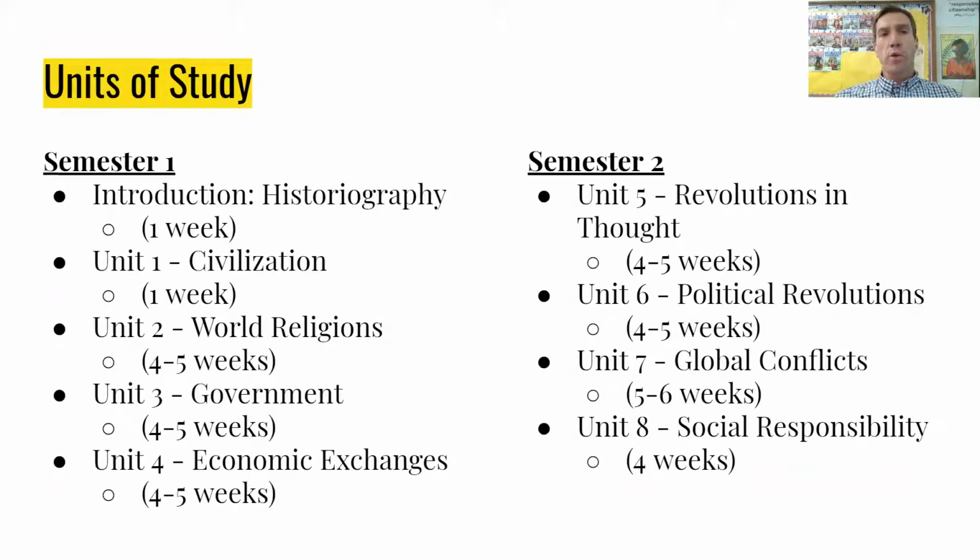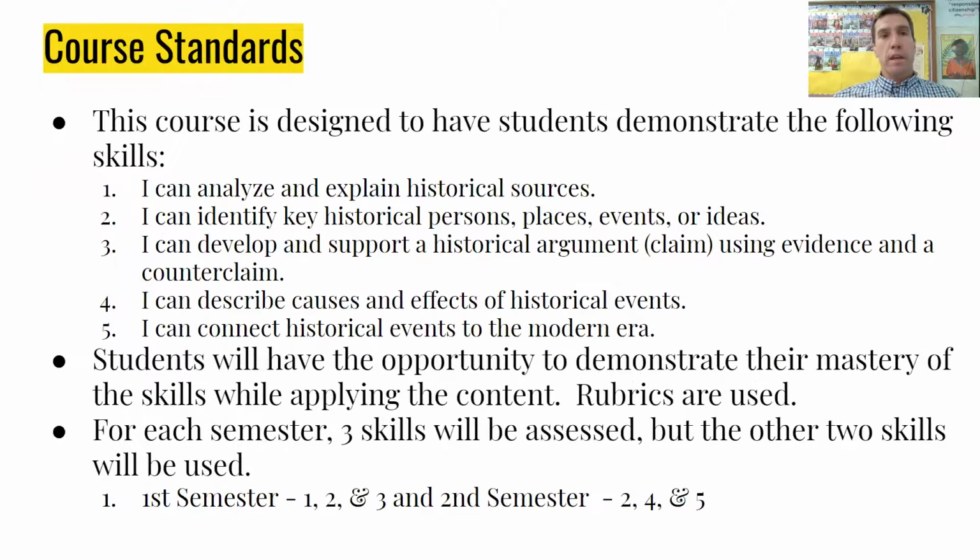We will cover 4 units each semester. So for this semester, we'll be covering civilizations and the characteristics of those civilizations, world religions, government, and economic exchanges. Next semester, we will cover revolutions in thought, then political revolutions, global conflicts, and then social responsibility. And that is more about how wars and genocides can lead to people being upstanders and fighting against those particular things.